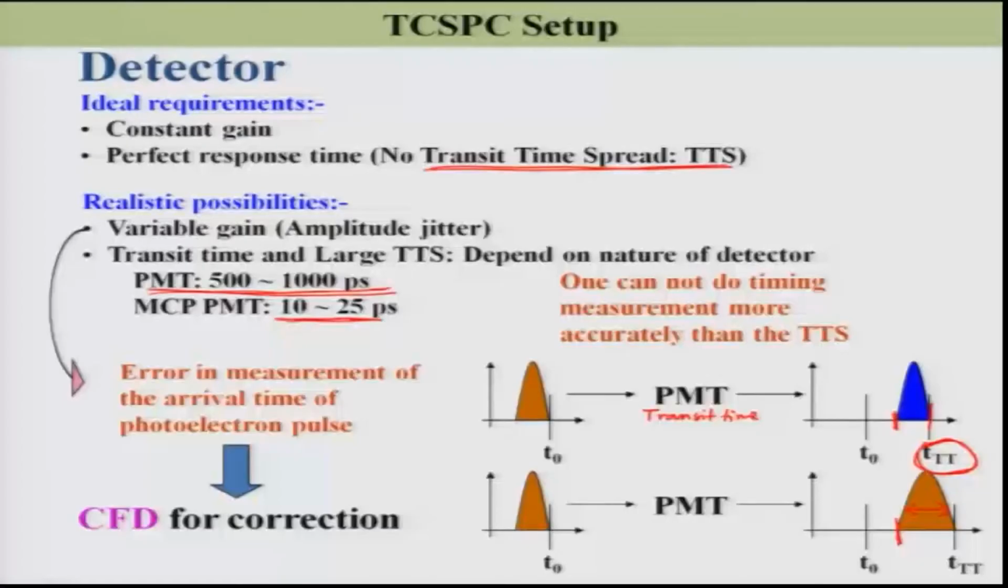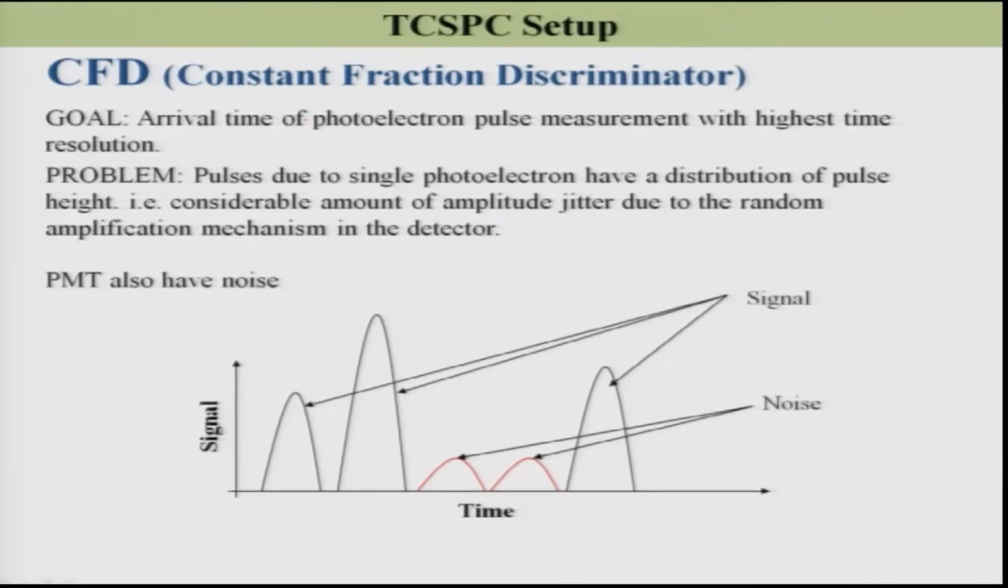Okay, coming back to the detector of this TCSPC. As you have understood, this transit time spread is one of the important issues, and if you want to measure the lifetime with better resolution, then you have to go for a better detector where the transit time spread is small, right. Another thing which I already said on the last day is constant gain. Let me show you this with this diagram.